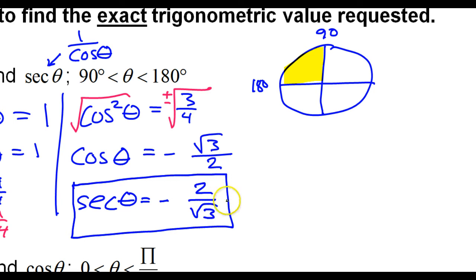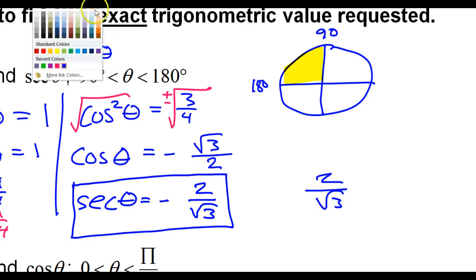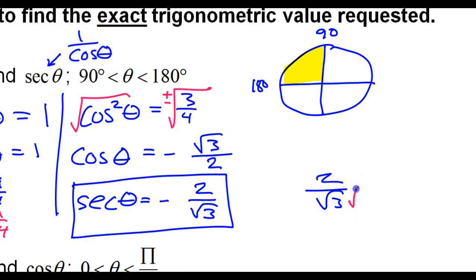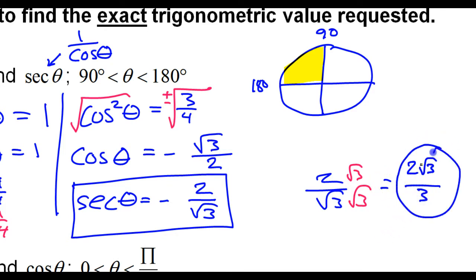Some people like to rationalize this, so I'll just mention it real quick. If I have 2 over radical 3, the way you would rationalize that is to multiply by radical 3 in the top and the bottom. That would give us 2 radical 3 over 3. So a lot of people will write, instead of 2 over radical 3, they would write 2 radical 3 over 3. So just be comfortable with that.